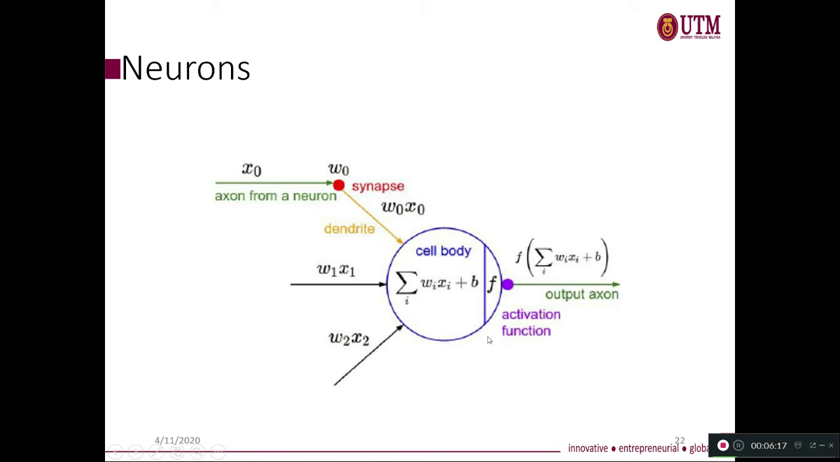This is the single neuron, and in some books they call it a node, and each node here will have two functions. One is called an input function, and F here is called an activation function.